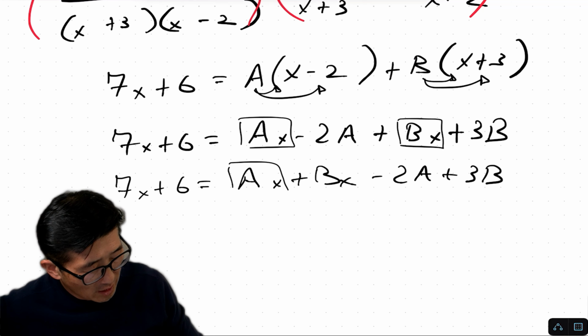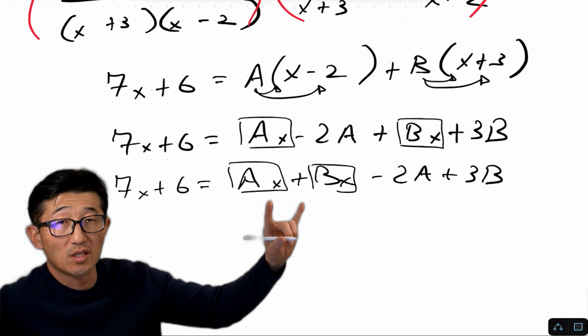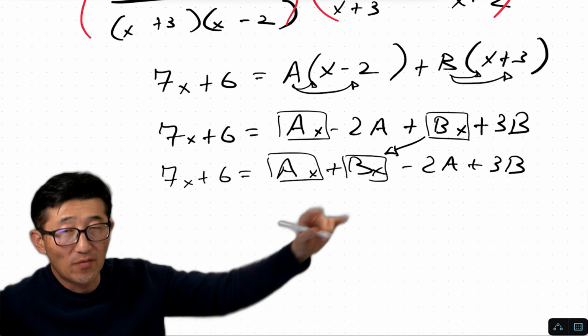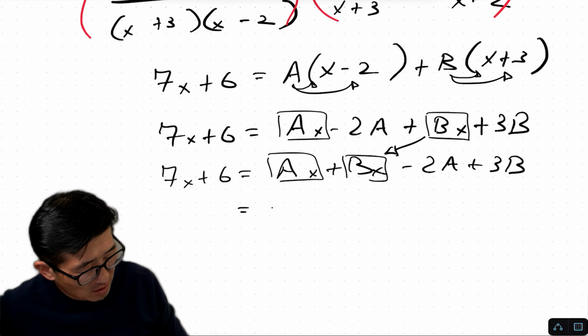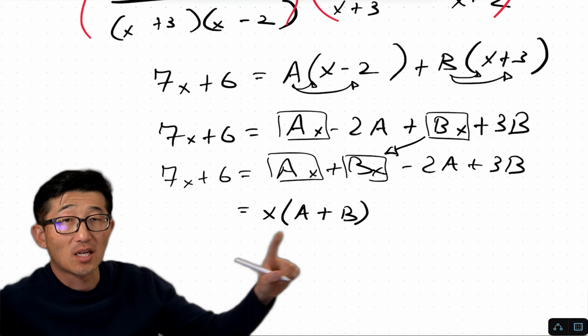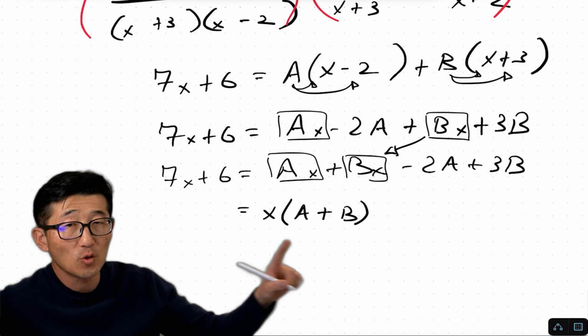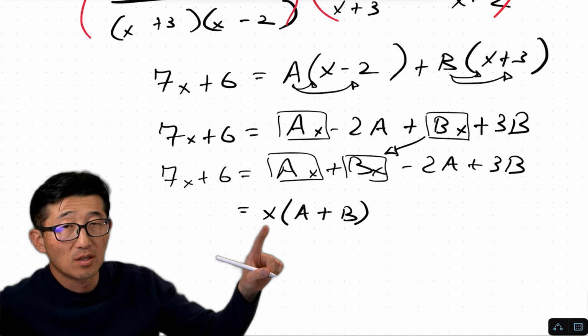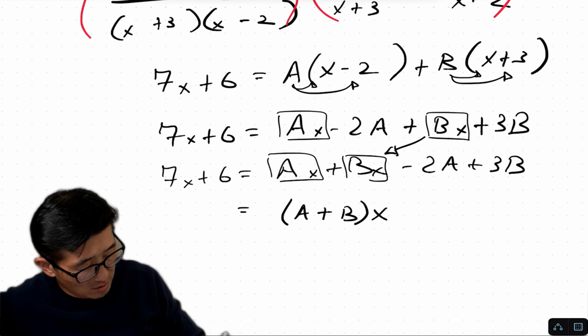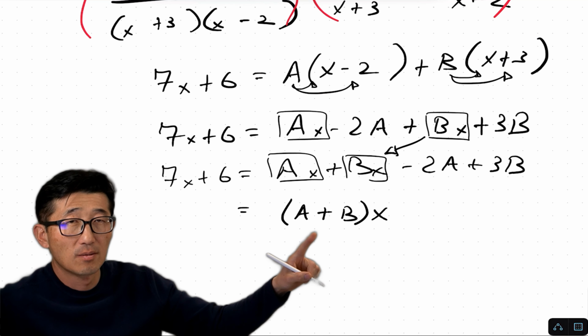So I moved the AX and BX to the front. You see this? Yes. And they both share the same factor, so you can factor it out like this. Normally we'd do something like X times (A plus B), which is the greatest common factor. But you can rewrite it so that X is on the back, like this. Do you get that? Yeah.